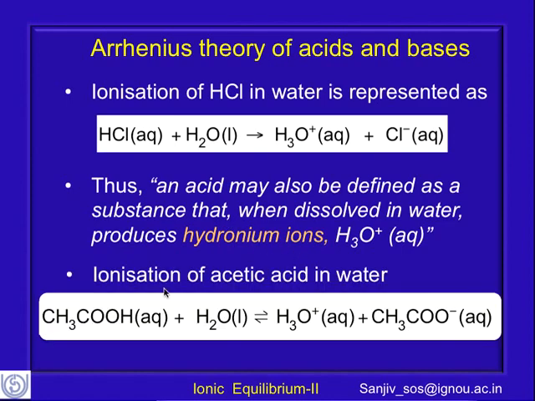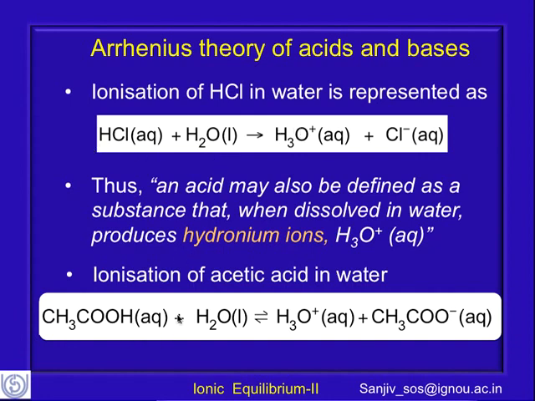Now if I look at the ionization of acetic acid in water, this is acetic acid, I'm sure you all know that. When you put it into water, what you get is hydronium ions and acetate ions. What you see is the difference between this equation and the earlier one. Here we showed a single arrow indicating that the reaction goes far to the right, that is, a complete dissociation of HCl.